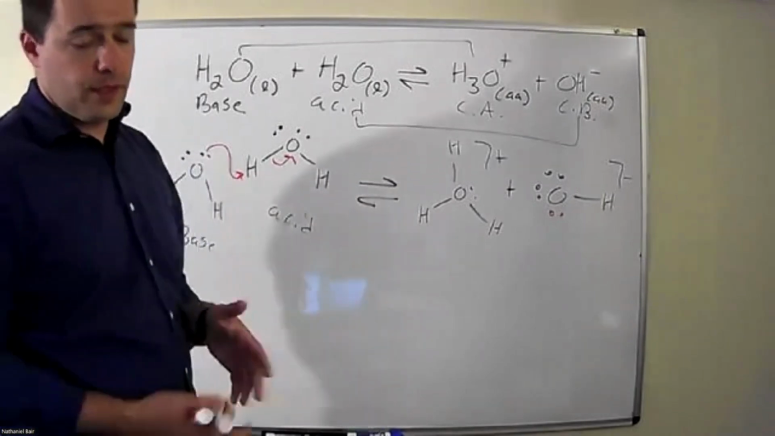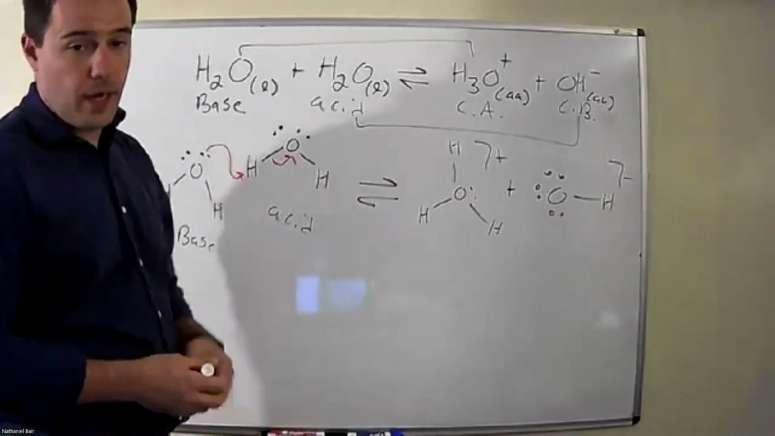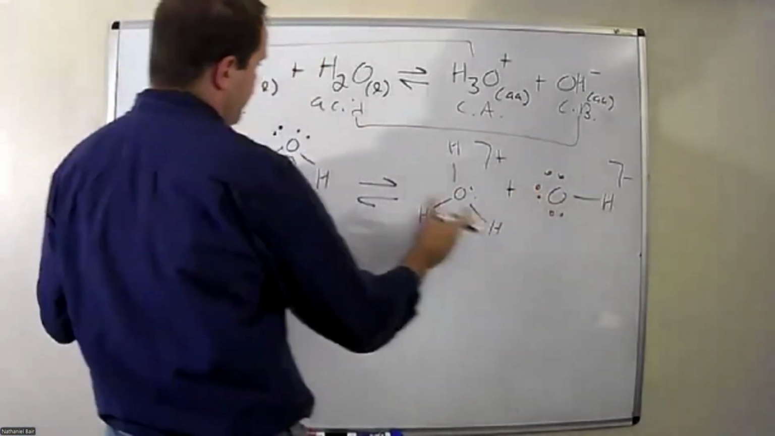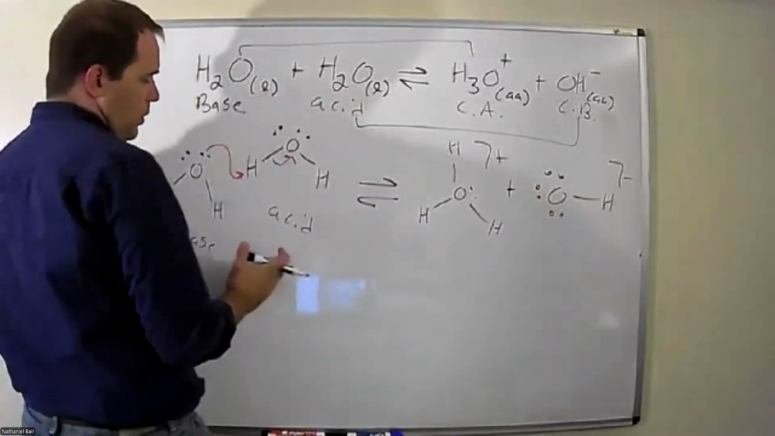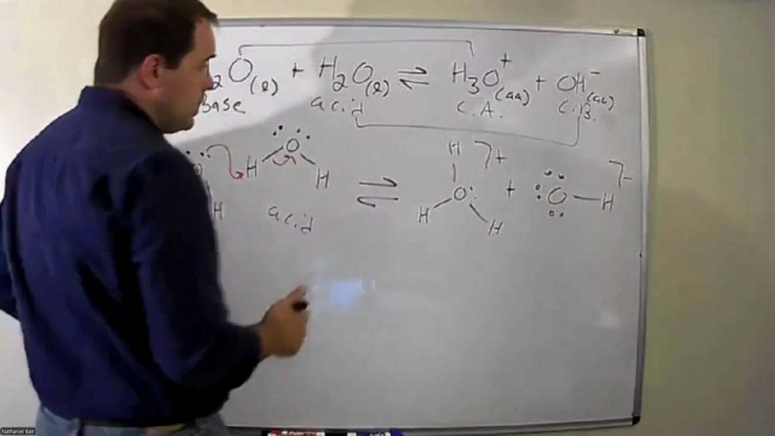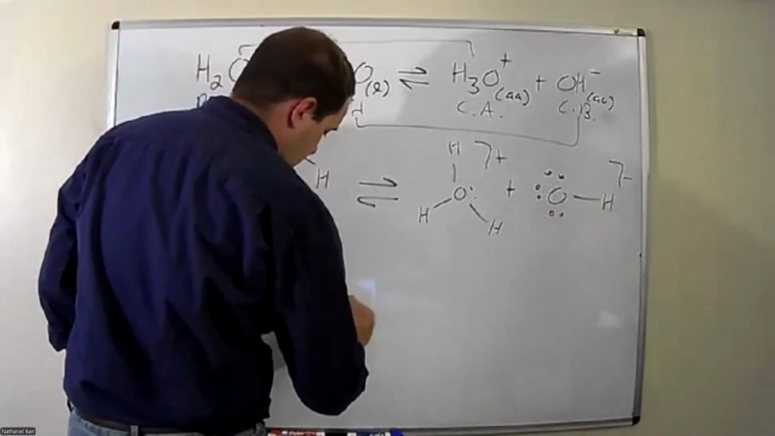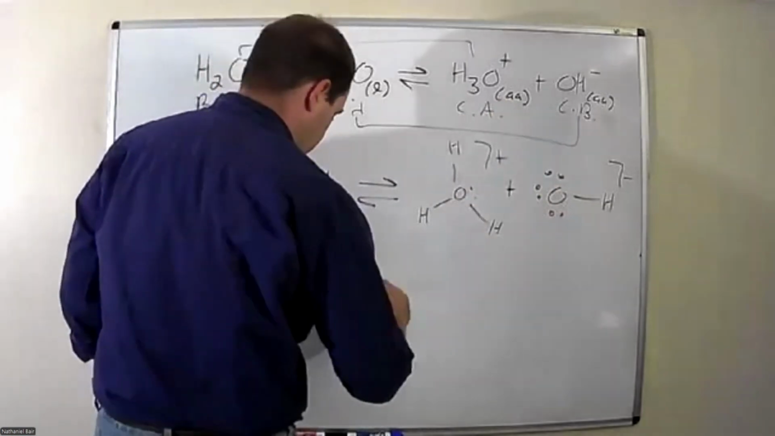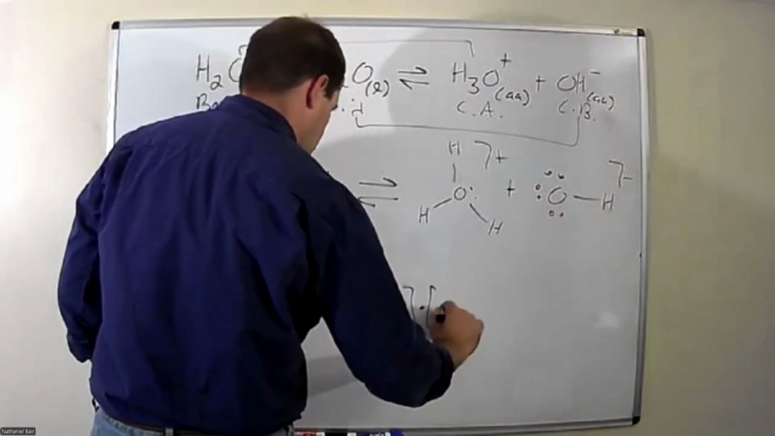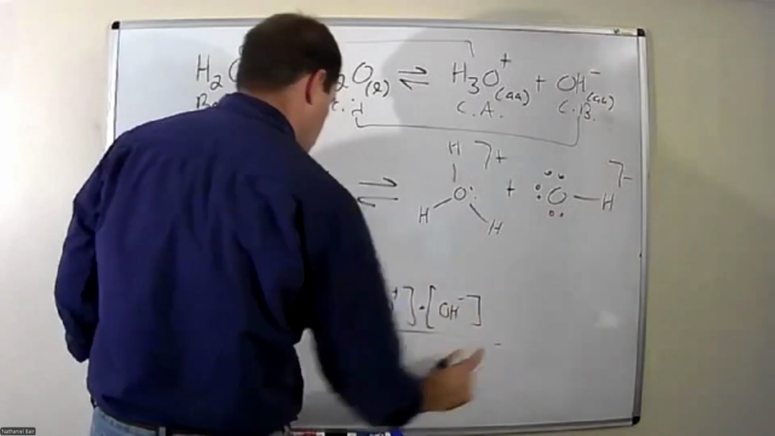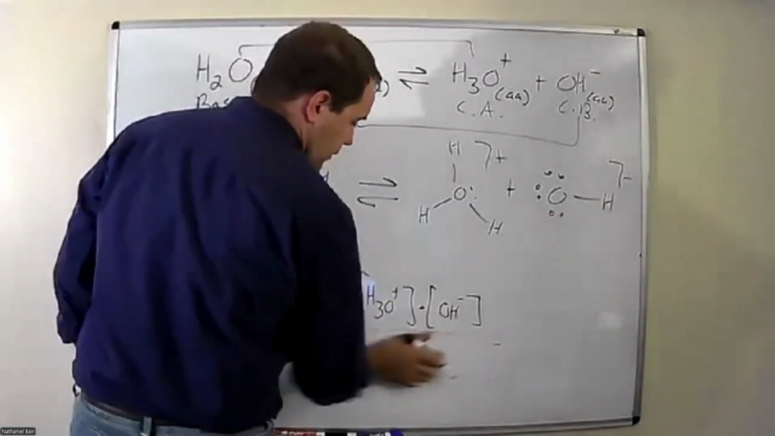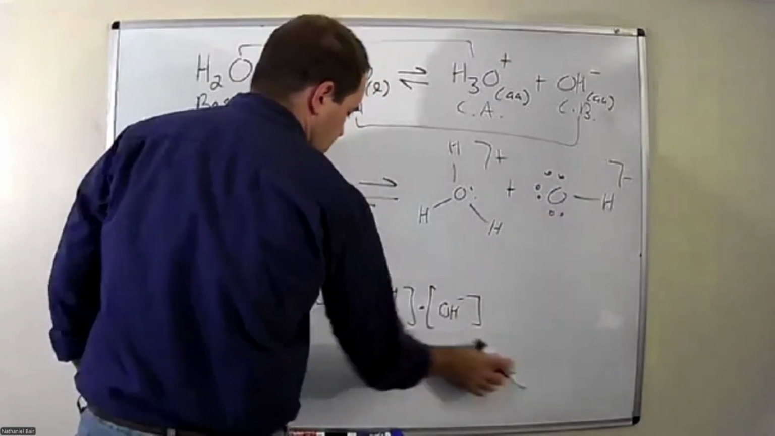Now, how often does this happen? Well, let me give you an idea. If we write the mass action expression for this reaction, because the original reactant water molecules are pure liquids, right? They don't go into my mass action expression. So it's going to be Kc equals products. So my product concentration is my hydronium ion concentration times my hydroxide ion concentration over my reactants are pure liquids, so that's over 1. And since it's over 1, you don't even have to write it. It's just H3O plus times OH minus.